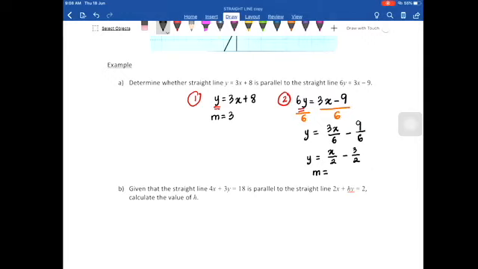X over 2. Coefficient dia? Coefficient, constant dia. X, Miss. X, two variables. Coefficient dia. Apa kat depan X tu? Nombor apa?